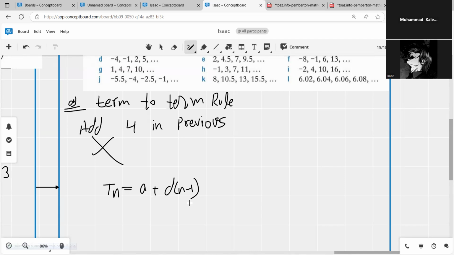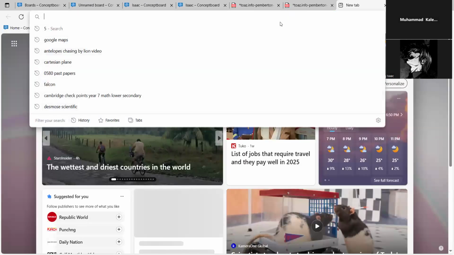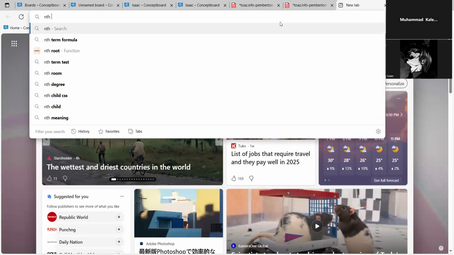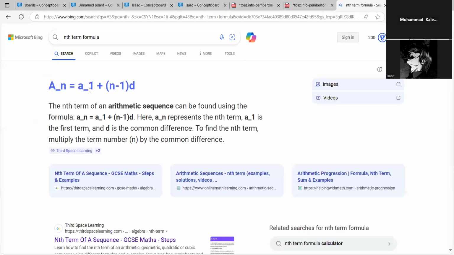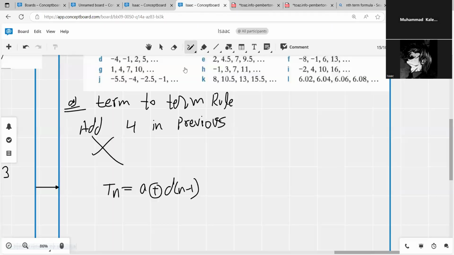There we have minus or plus. This is the formula. I'm a little bit confused here. We have n minus 1. Let me check. Okay, nth term formula. Yeah, n minus 1. Here we have positive. So this is the formula you have to memorize.